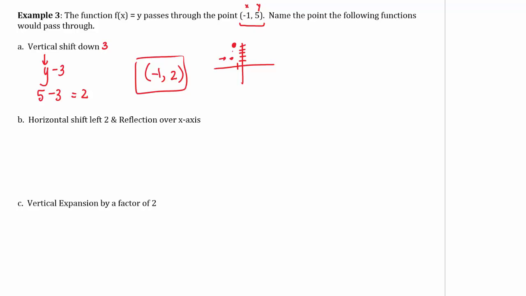So here I have a horizontal shift left 2. So that means we're going x plus 2, right? Because x is always reverse. And then a reflection over the x-axis. So again, when we go over the x-axis, I'm changing y. So I'm going -y. So that means I've got -1 plus 2 is 1. And -5. So my new point is 1, -5. So I'm just doing this algebraically. Again, horizontal shift means I'm changing x plus or minus, and since it's left on x, it's opposite. So x plus 2, and then reflection over the x-axis is always the y is changing.